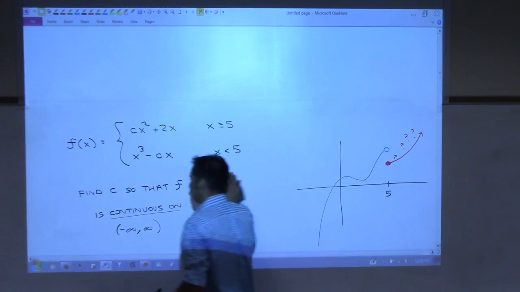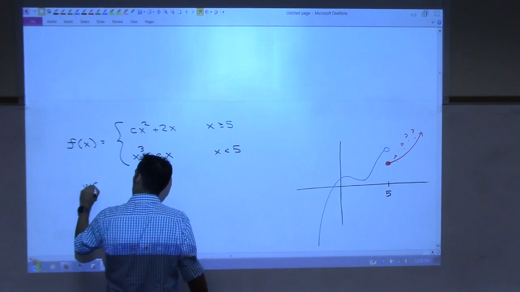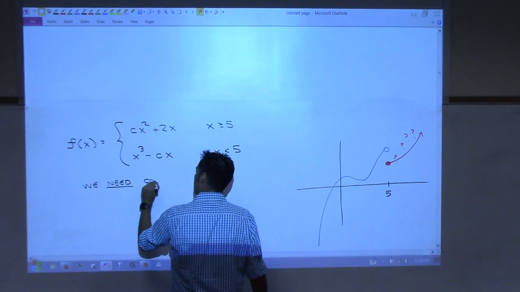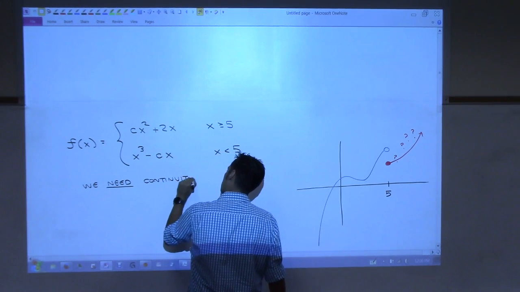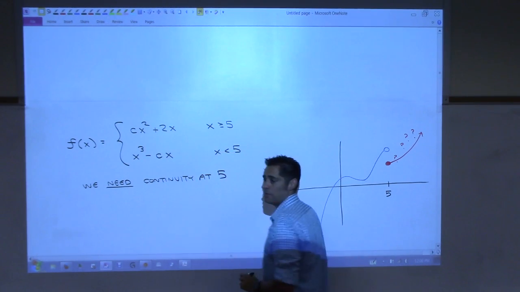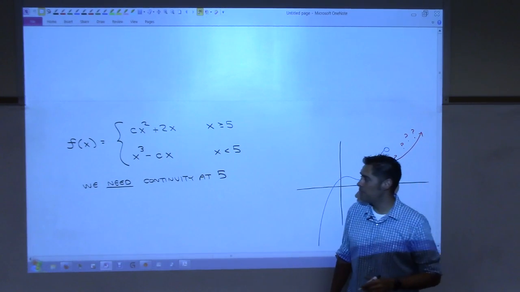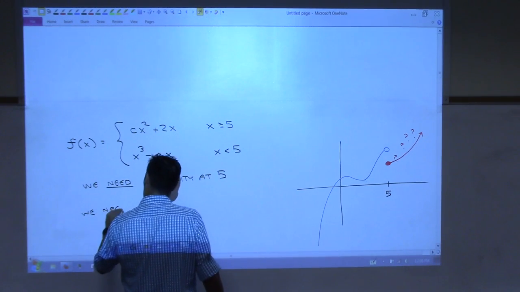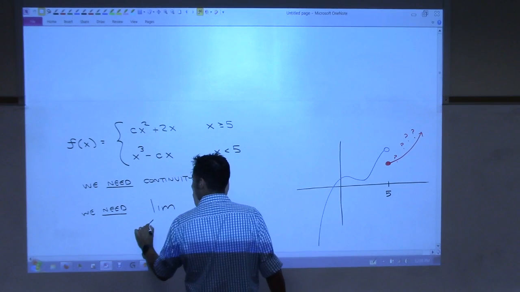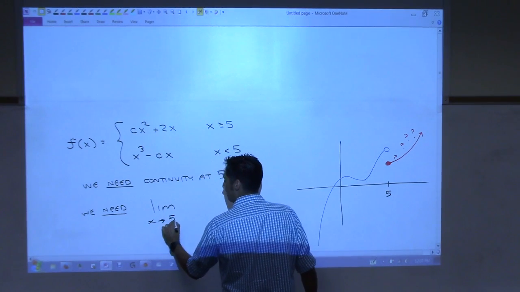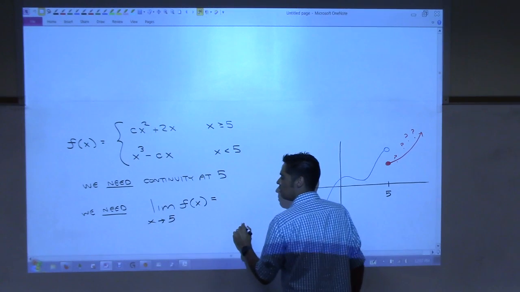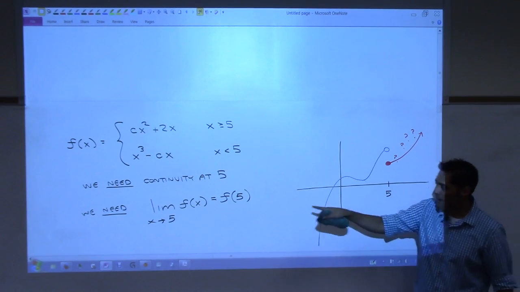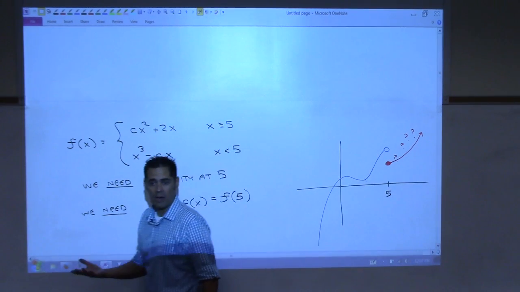So that's what we're going to write down. We need, it's a very strong condition, we need continuity at 5, right? That's what we need. Okay, so if you need continuity at 5, tell me what that means in terms of the definition. We need, good, the limit as x approaches 5 of the function to be equal to f of 5. That's what we need, right?